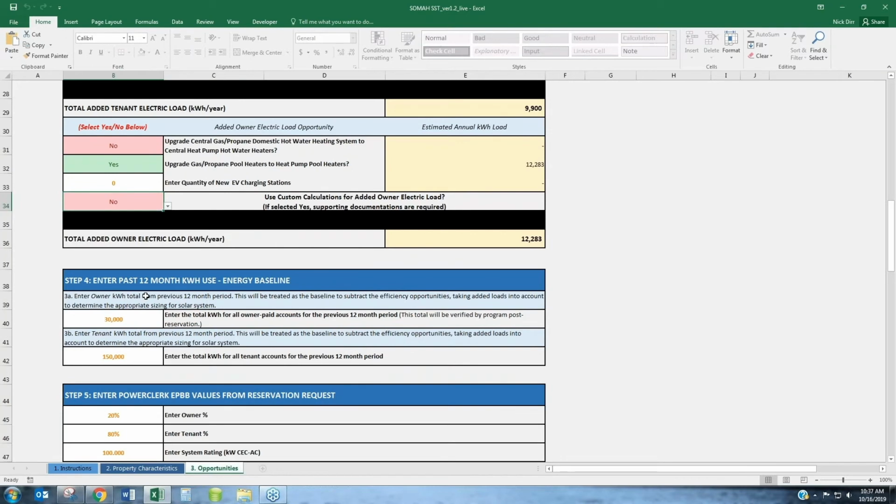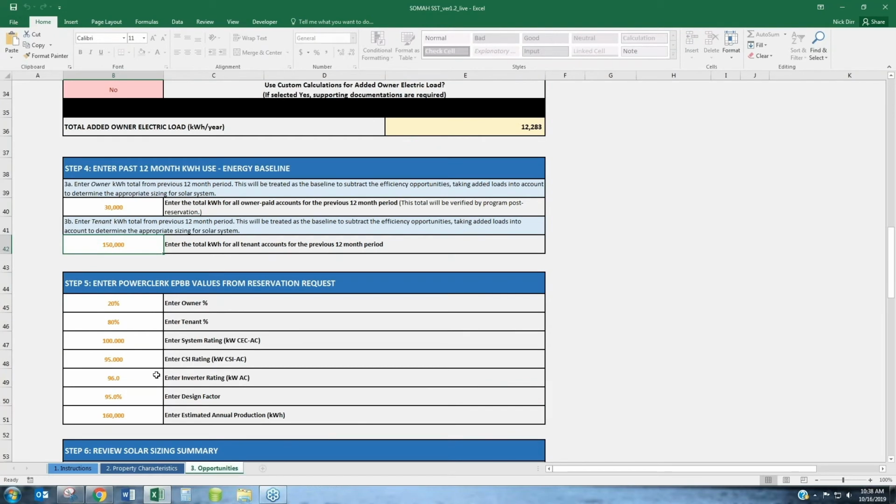Finally, you'll enter the historic electricity consumption at the property over the last 12 months. And again, this will be provided to you via PowerClerk. When you submit your reservation request to PowerClerk, the SOMAH PA team will ask for this information from the appropriate electricity utility. And so you can enter that information here. So I entered 30,000 kilowatt hours for the owner-paid accounts for the common areas and 150,000 kilowatt hours for all of the apartment meters aggregated together.